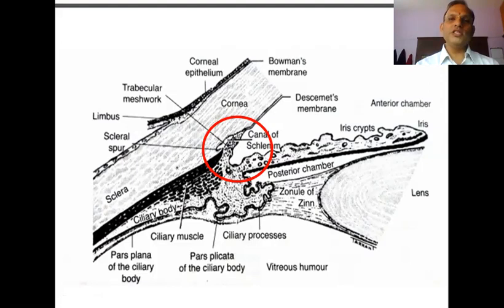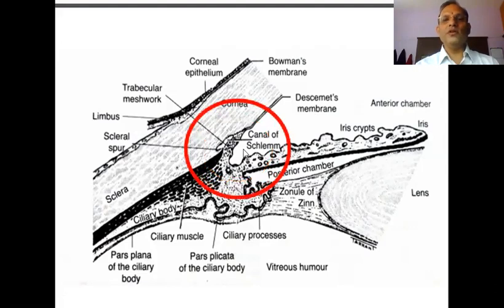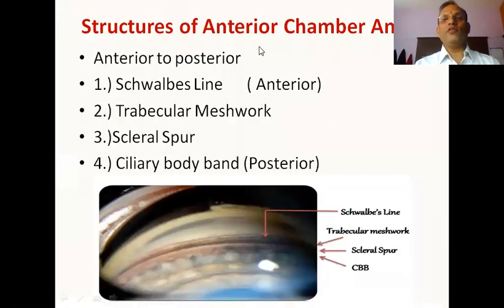Okay. So this is the part of the anterior chamber angle. Here we can see the anterior chamber angle, which consists of trabecular meshwork, Schlemm's canal, ciliary body, and iris. Now coming to the structures of the anterior chamber angle which are seen through gonioscopy. From anterior to posterior, we have Schwalbe's line, which we had discussed in the previous classes of the cornea, which is the continuation of the Descemet's membrane into the angle. This is a white line.